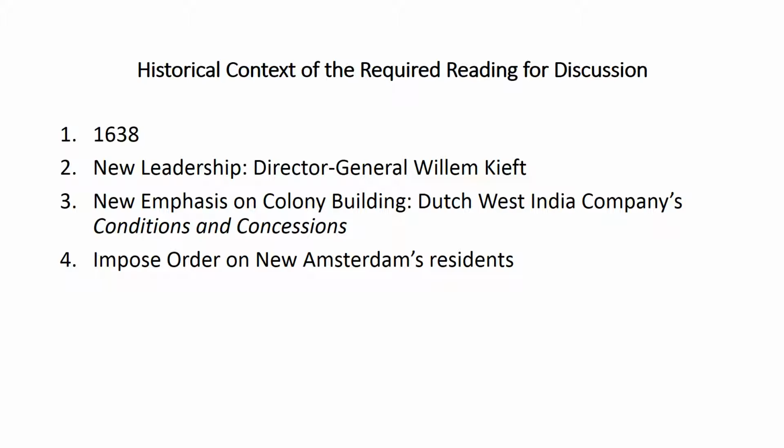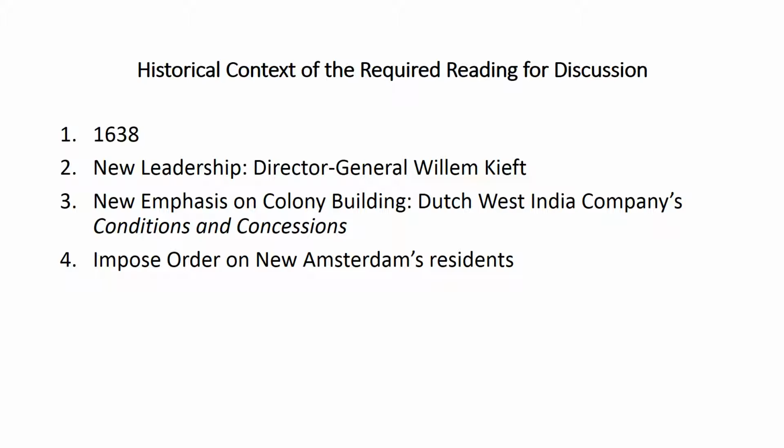He brings with him a new emphasis on colony building. One of the ways that you can best understand that is referring to the reading that describes the conditions and concessions. You might even interpret the conditions and concessions as a new contract or a new constitution, a new agreement between the Dutch West India Company and all the settlers who lived on Manhattan Island or who would come to live on Manhattan Island. It's a new agreement to build a better colony, a better city.